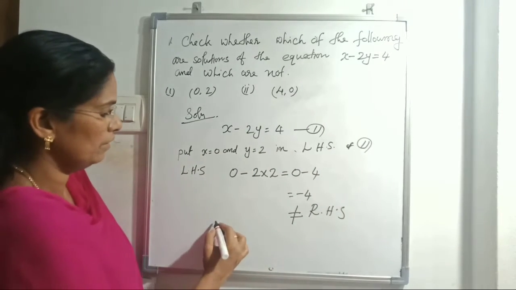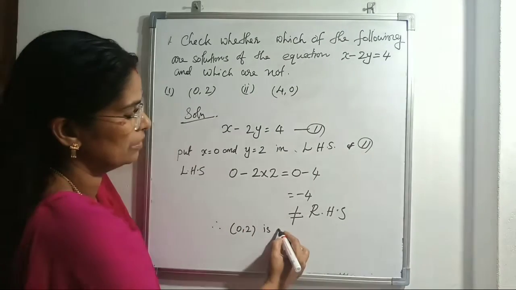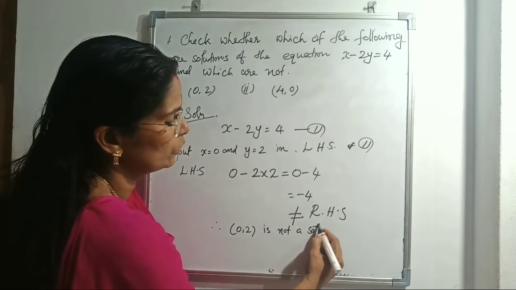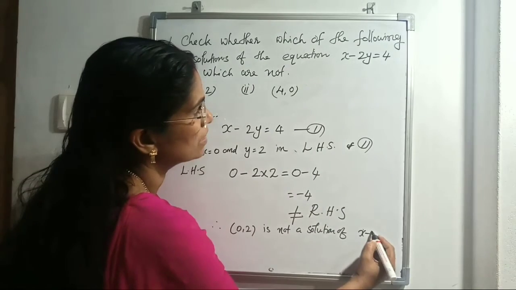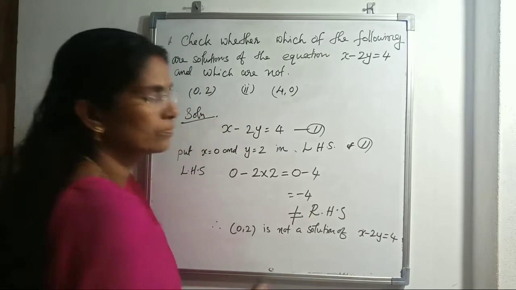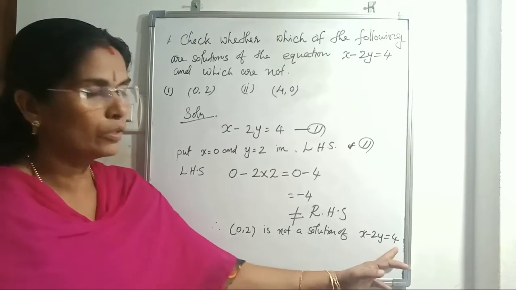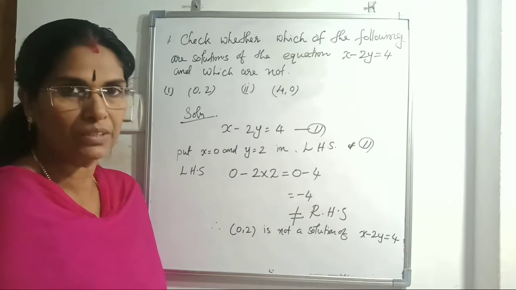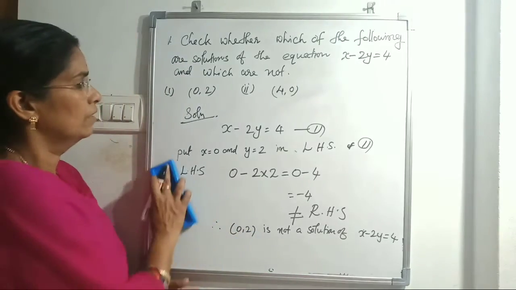So the given point (0, 2) is not a solution of x minus 2y equal to 4. Very simple. Just substitute the values in LHS. If you are getting a value equal to the right side, then it is a solution. Clear? Okay, we can do the second question.